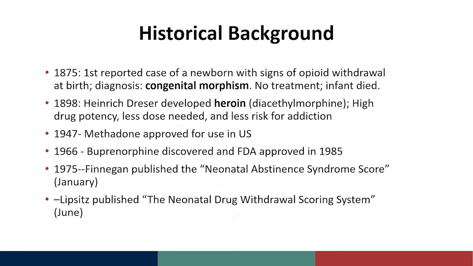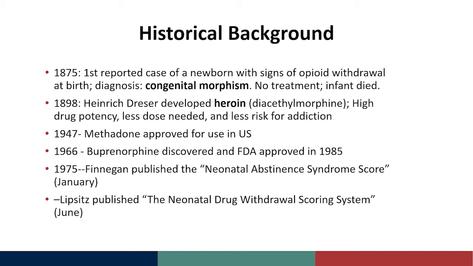In 1875 was the first reported case of a newborn with signs of opioid withdrawal at birth. The diagnosis then was made as congenital morphinism, no treatment, and the infant died. In the late 1800s, Dreser developed heroin, or diacetylmorphine. It had a high potency, so they thought one would need less dose, and of course they thought it would be associated with less risk for addiction.